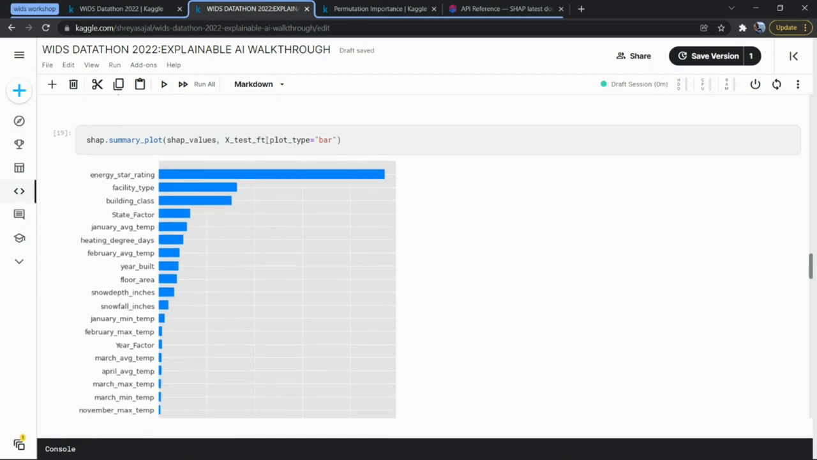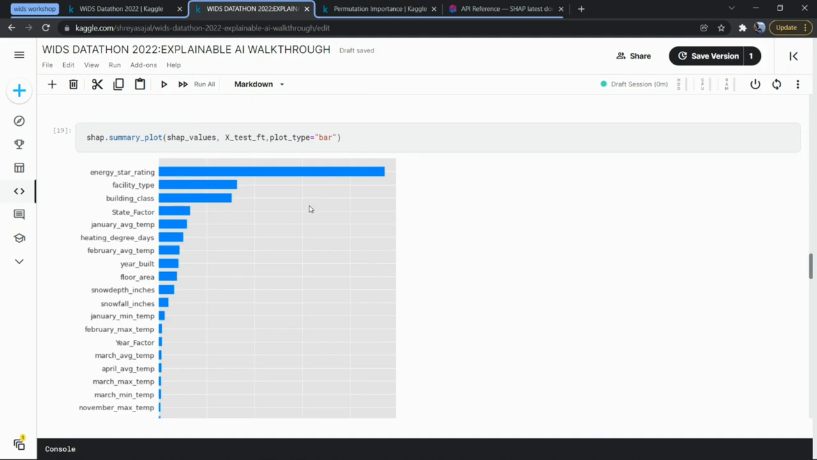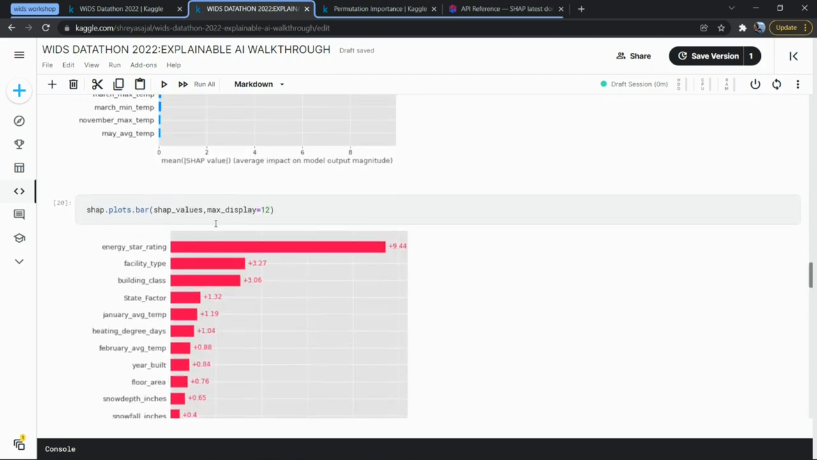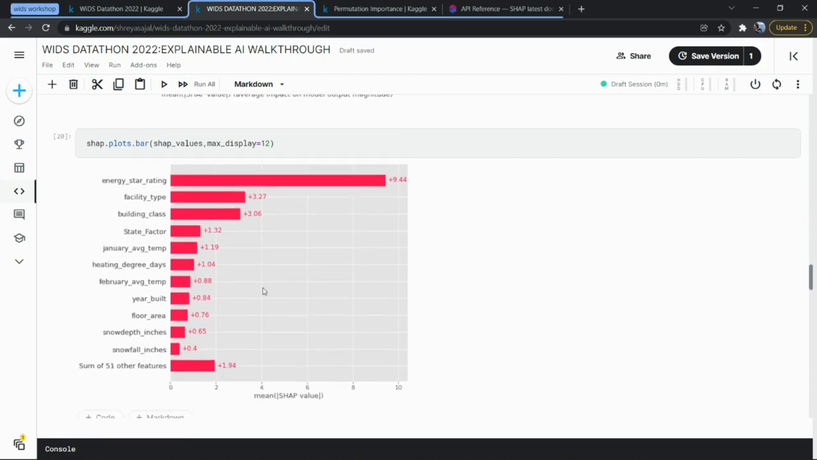From the SHAP values calculated, we can see a summary plot regarding the entire validation data, the entire X test, that the energy star rating is the highest variable of importance, followed by facility type and building class, and this is the same that we got from the permutation importance as well. Then we have the bar plot of the SHAP values, which calculates the mean of the SHAP values, because you calculate the SHAP values for each example and then take the mean over all the rows of the validation, all the observations. So you get highest for energy star rating, second for facility type, and third for building class. That is accordingly so, because a high SHAP value means this particular feature is forcing the model's prediction to the positive side.